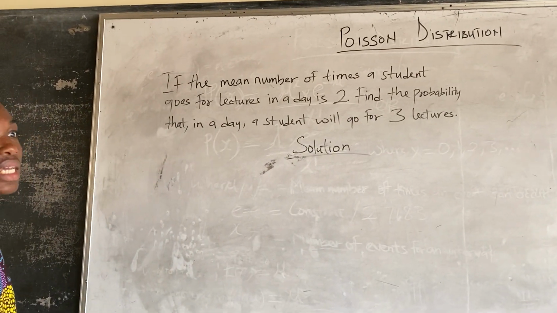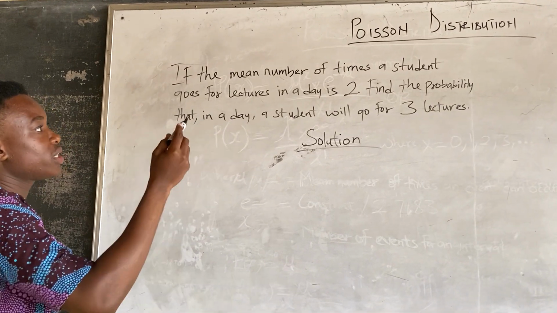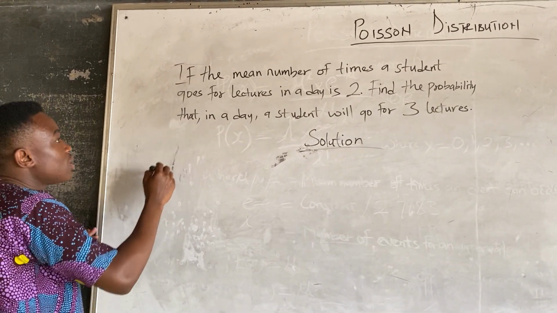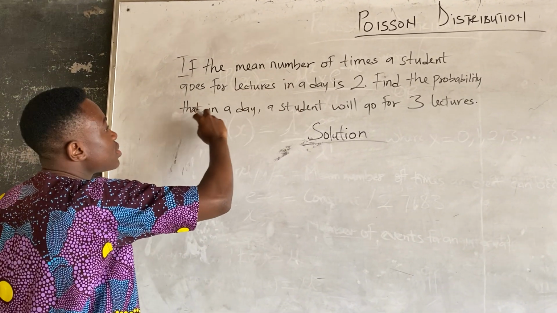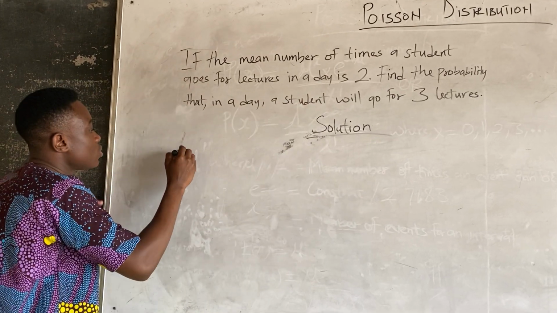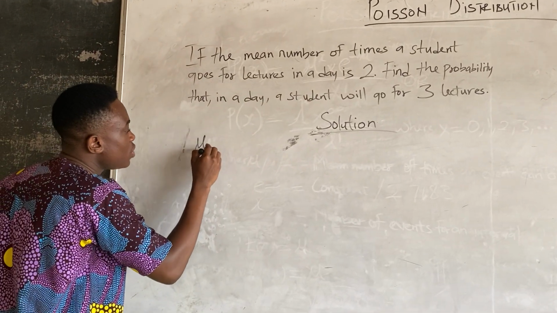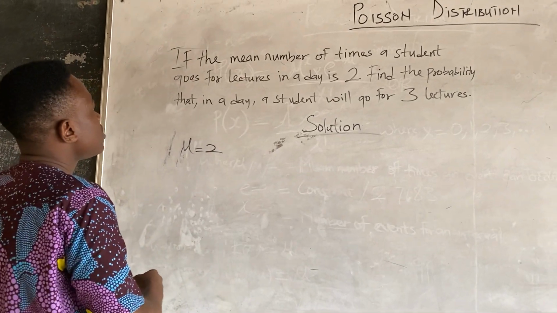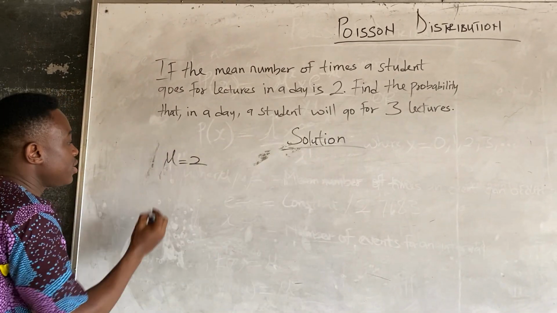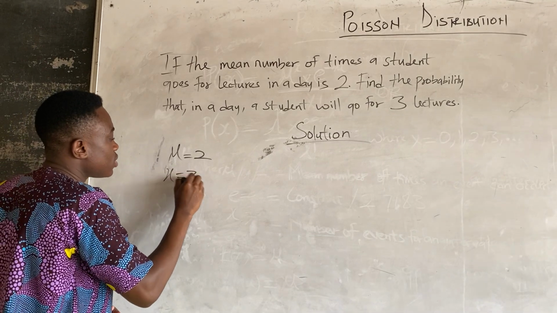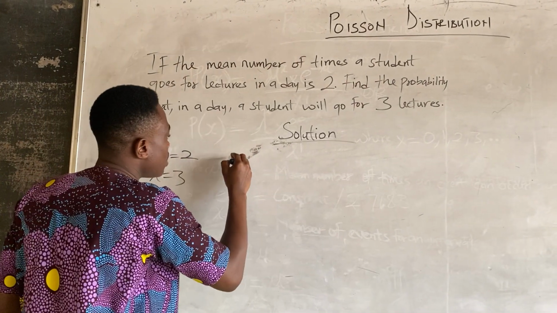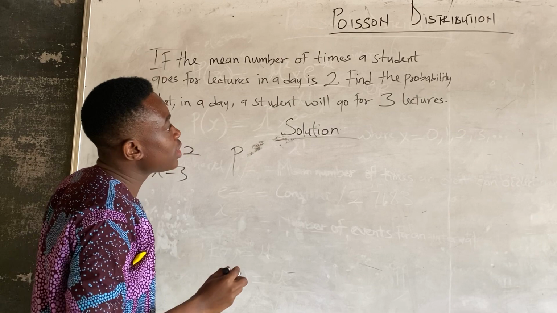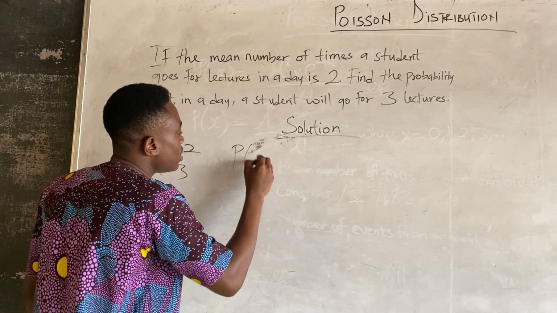Let's quickly identify our variables from the question. We have our mean number of times as 2. So mu is 2 and our x is 3. X equals 3. The probability that a student goes for 3 lectures in a day.